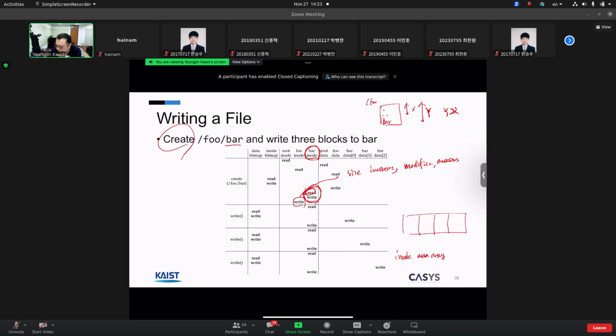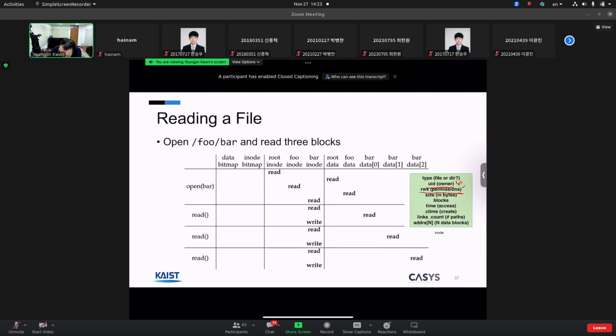Is that your question? What kind of things can change in it? Yes, because ownership and permissions can actually be updated on creation. So you have to read it, modify it, and write the bar inode.